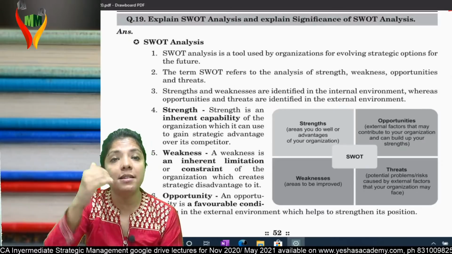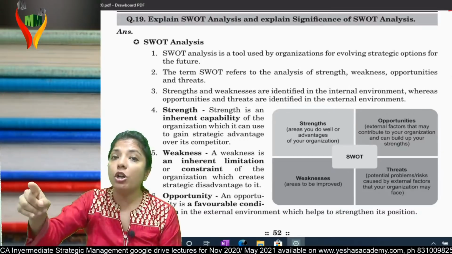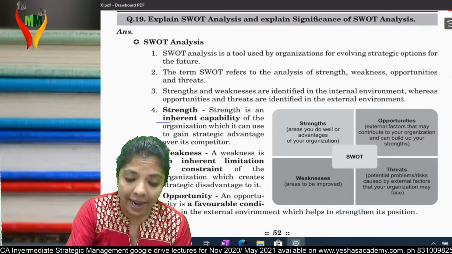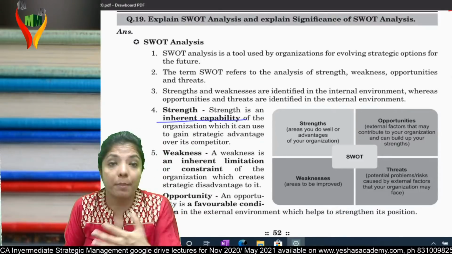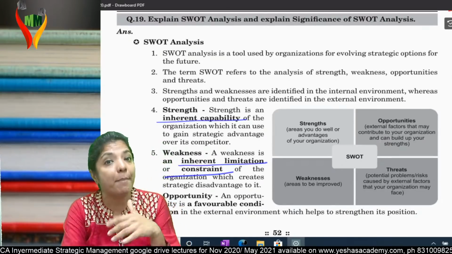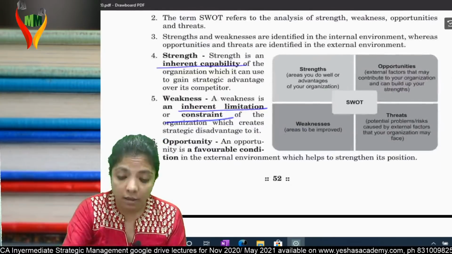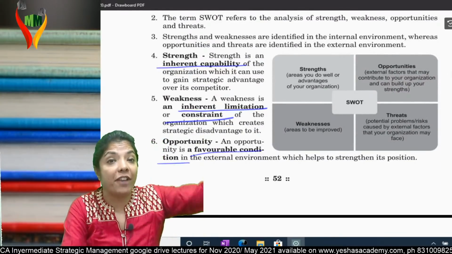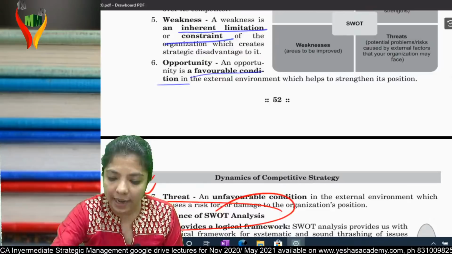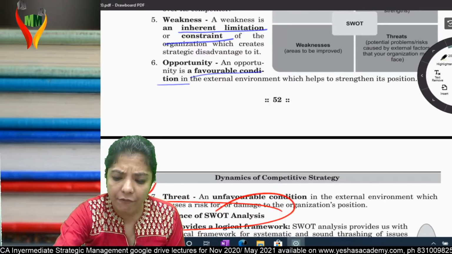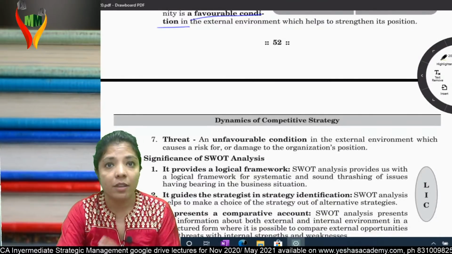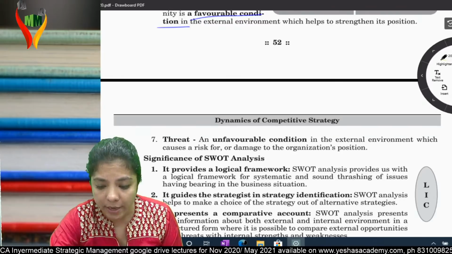Strength and weakness are from the internal environment. Opportunities and threats are from the external environment. What is strength? My inherent capacity, my capability. What is weakness? My inherent limitations. Where am I weak? What is opportunity? Something in my favor, a favorable condition. Who will give me favorable conditions? The external world. And what is threat? Unfavorable. Am I clear?